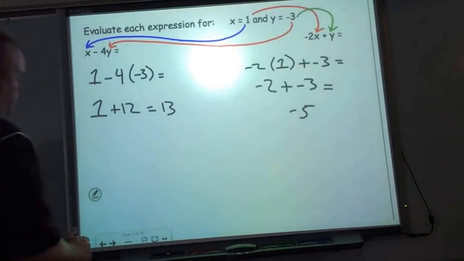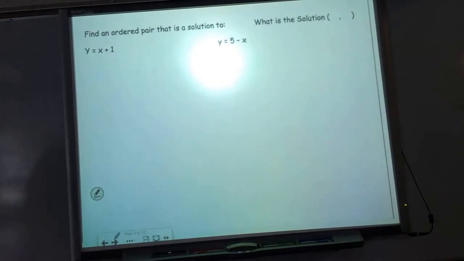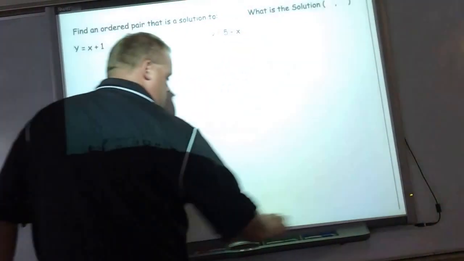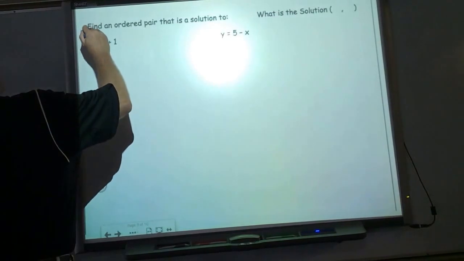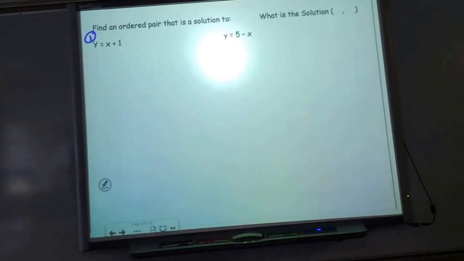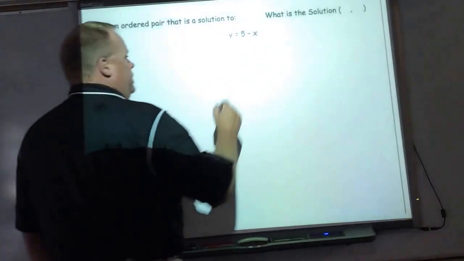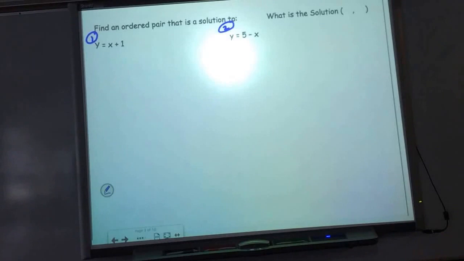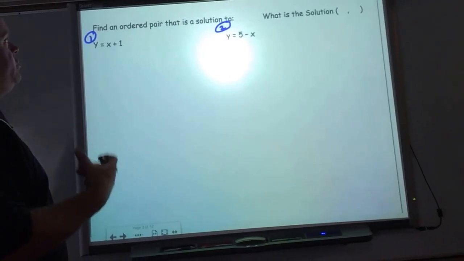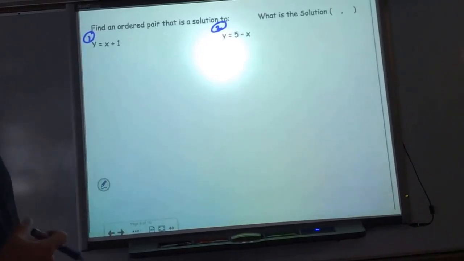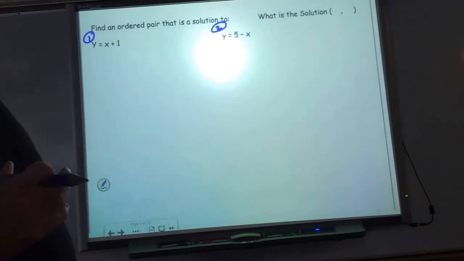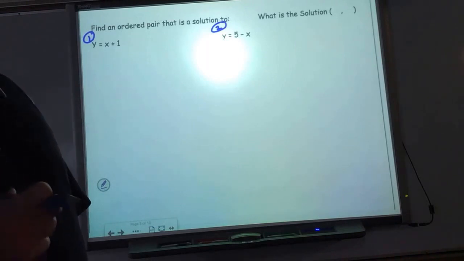Okay? Moving on. The next one says, find an ordered pair that is a solution when I have two different equations here. The first one is y equals x plus 1, and my second one is y equals 5 minus x. So these are my two equations at this point. And the instruction says find an ordered pair that is a solution to it. So basically what it is saying to me is that I am going to find where I have an input and output that are going to be matching.